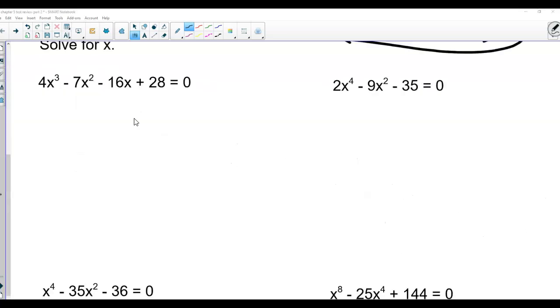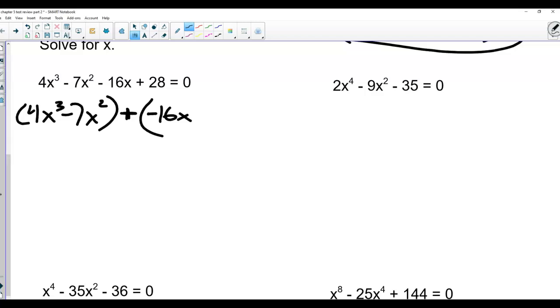Okay, now there's an equal 0, so we need to factor through grouping. I put parentheses around the first 2 terms. We always put the plus sign in the middle. We keep that middle sign with the third term. We take a GCF out, x squared. I'm left with 4x minus 7.